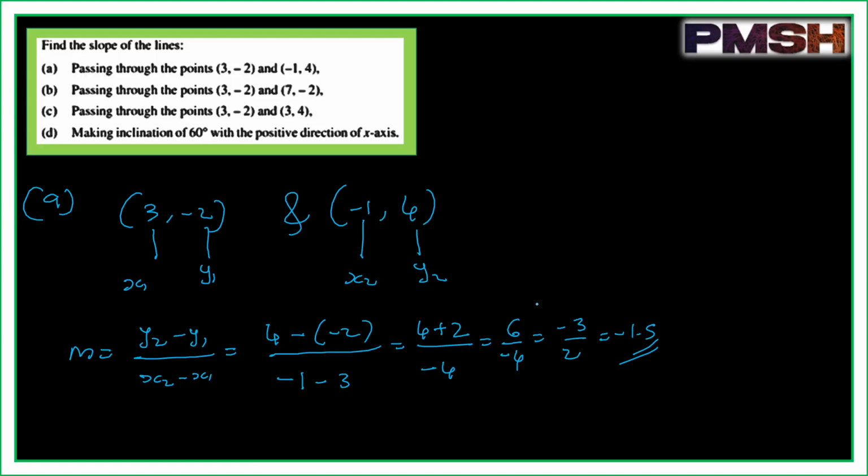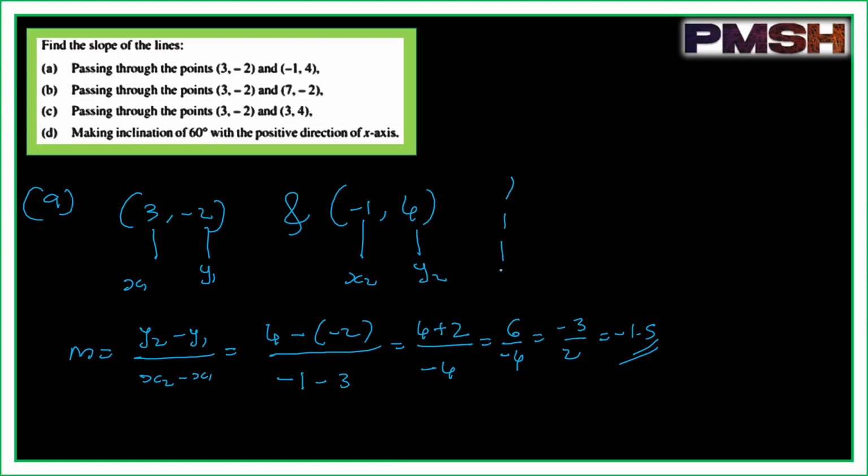I hope it is clear. Okay, it is very simple. The problem is very simple. Okay. In the second case also, there are 2 points given. One of the coordinates you can take as x1, y1 and the other coordinate as x2, y2 and use the same equation y2 minus y1 divided by x2 minus x1. Similar is the third question. Okay, so you will do it on your own.